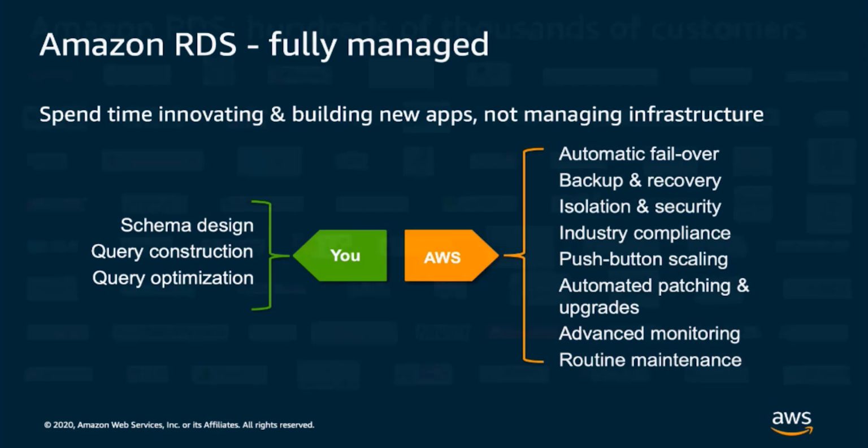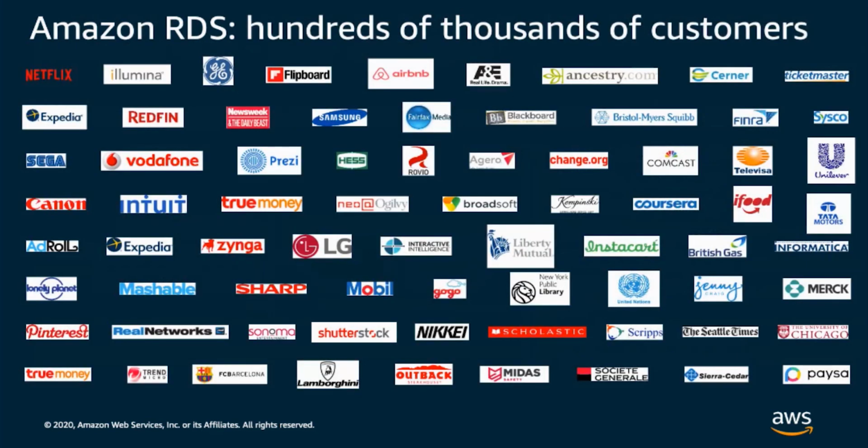Because of that reason, we have hundreds of thousands of customers using RDS. All these customers are coming from different verticals of the business. For example, Netflix, which is an online content provider, and then we have Expedia from the travel industry, and we have Instacart from the retail industry, and then we have Liberty Mutual from the insurance industry, and then we have Zynga, which is in the gaming industry. They're coming from different verticals of the business, and using RDS as a platform.